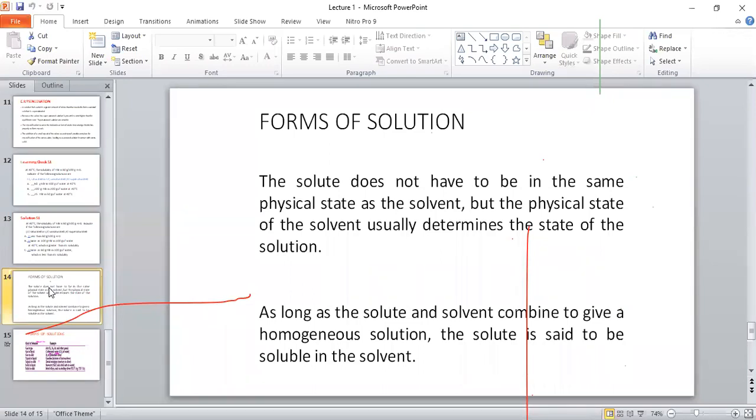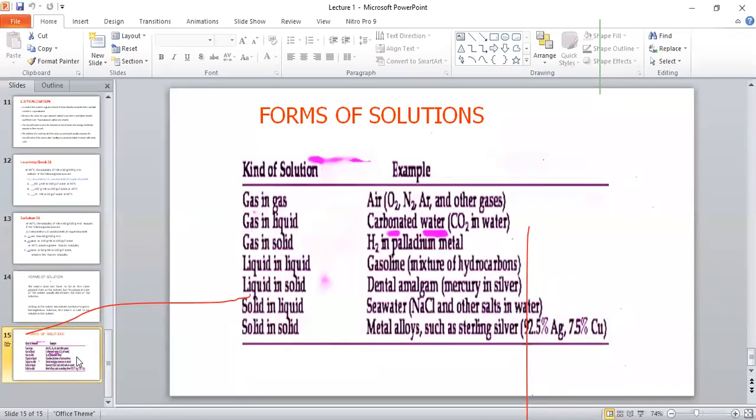So as long as the solute and solvent combine to give a homogeneous solution, the solute is said to be soluble in the solvent. It's said to be soluble in the solvent as far as it is already inside that solution. It has combined to form a homogeneous solution. So let's see here some forms of solution.